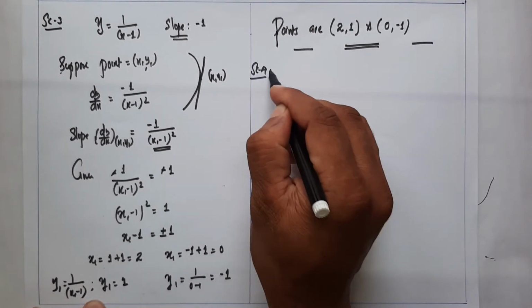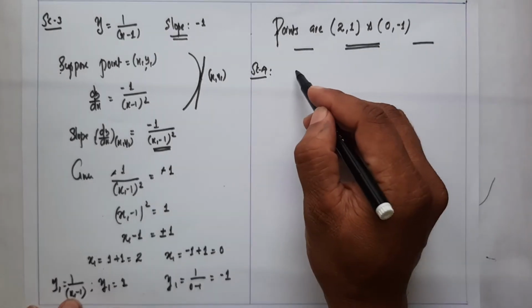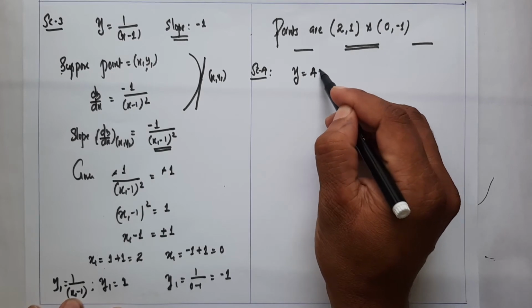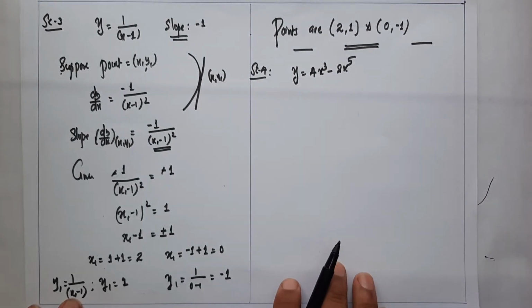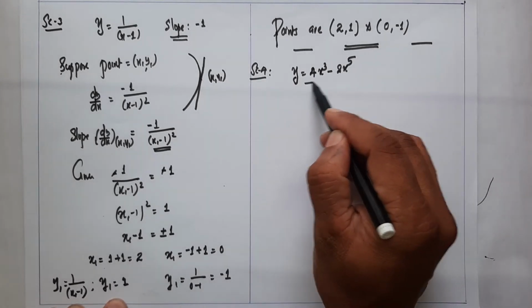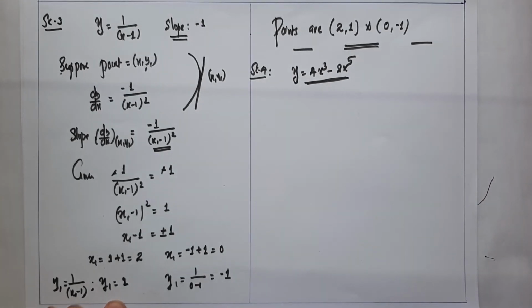Now SC4. For the curve y is equal to 4x cube minus 2x raised to 5, find all the points at which the tangent passes through the origin.